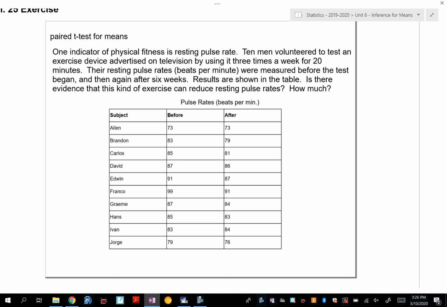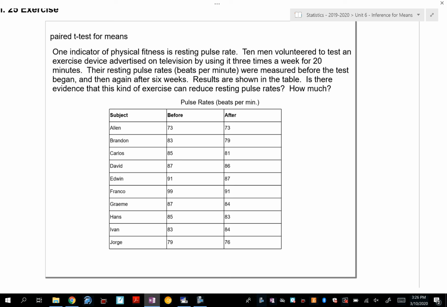All right, here we go. So we have these 10 men. And we have their pulse rate before volunteering to use this new exercise device that's been advertised on TV. You can think of any device you want to talk about. And then this is their pulse rate after using it 3 times a week for 20 minutes. And again, we're talking about 6 weeks from the very beginning. So 6 weeks before and then after they use it for 6 weeks.